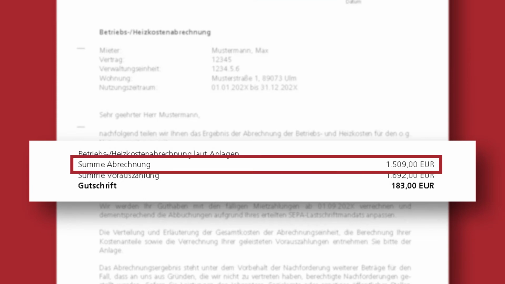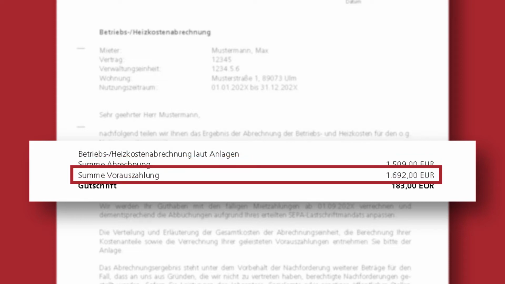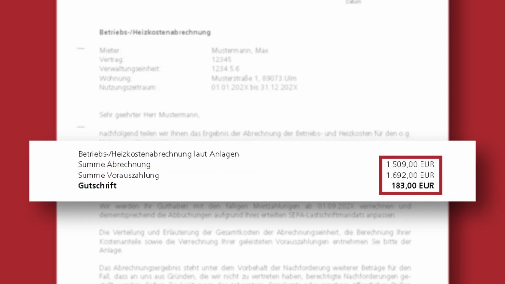Total invoice. We have calculated all costs payable for your flat in the past year. Total advance payments. This is the total of all monthly advance payments for utilities and heating. These will be offset against the costs you actually have to pay for your flat. The total invoice minus the total advance payments equals your settlement result. It tells you whether you are in credit or in debit.